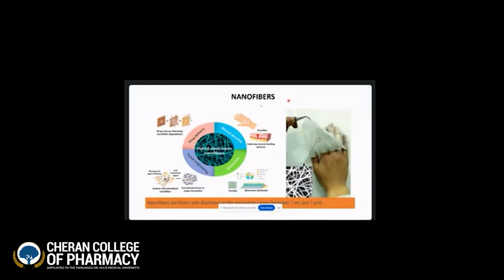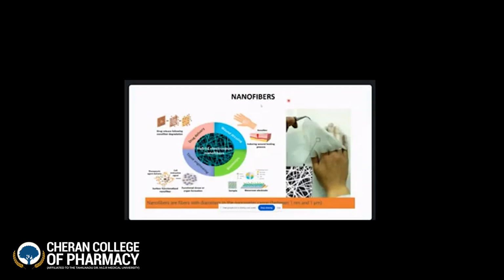As I said, in nanofiber we can load any type of substance. If you want to load your natural drugs, we can load them in the nanofiber. If you want to use any bioactive substances, we can also load them into the nanofiber. We can load it with antibacterial drugs.